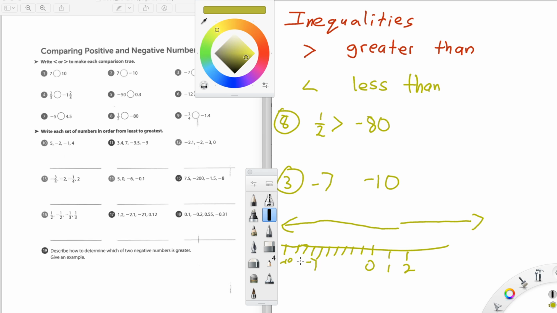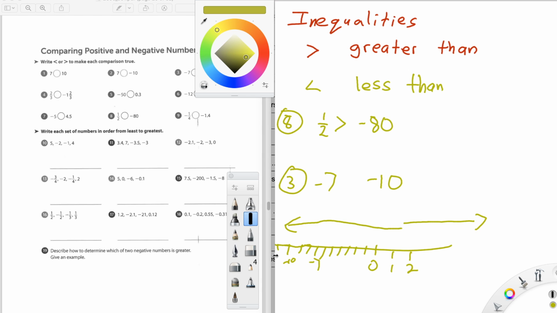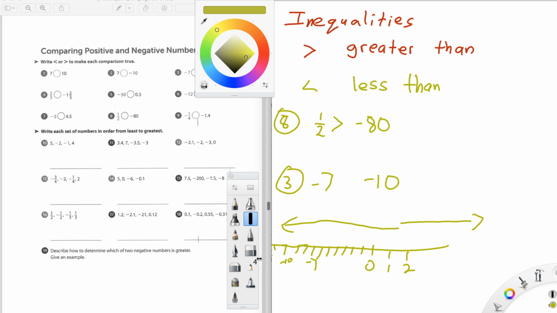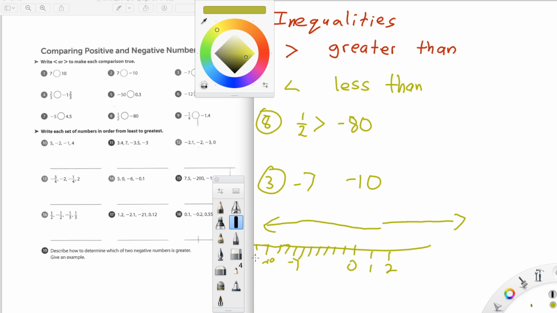So -10 will always be smaller than -7. And think of a number that's smaller than -10. What's a number that's smaller than -10? It would have to be on this side. We can say -11, -12. So we would always say that the number that's bigger in the negative size, meaning it's the closest to the left, is the smaller one.